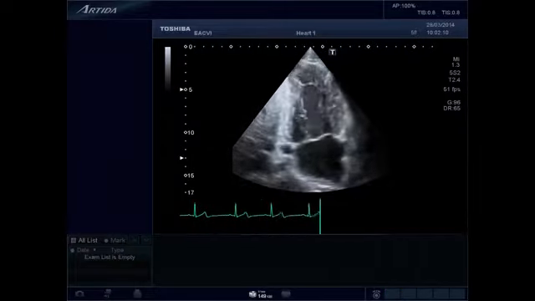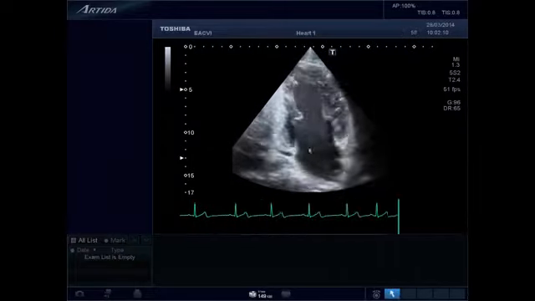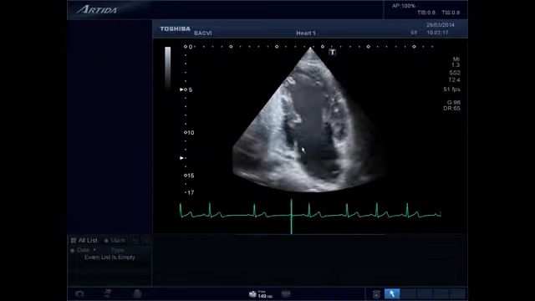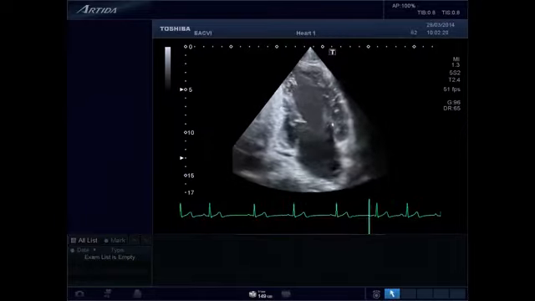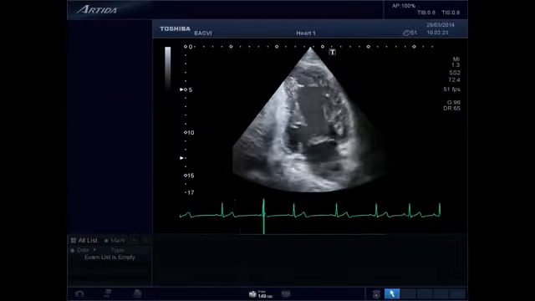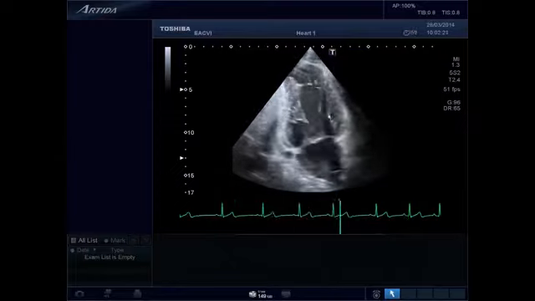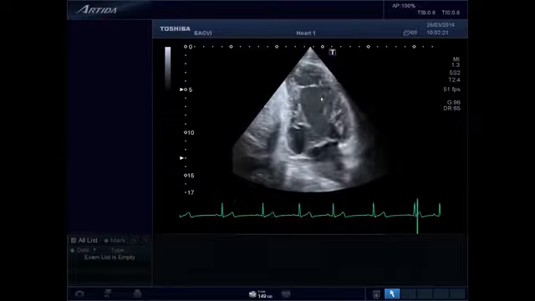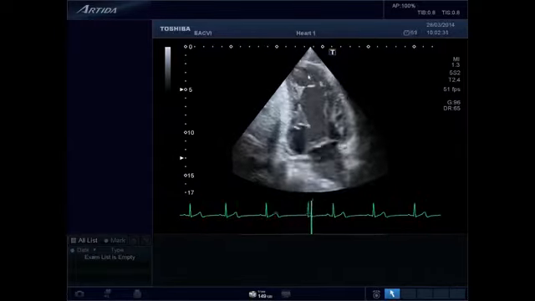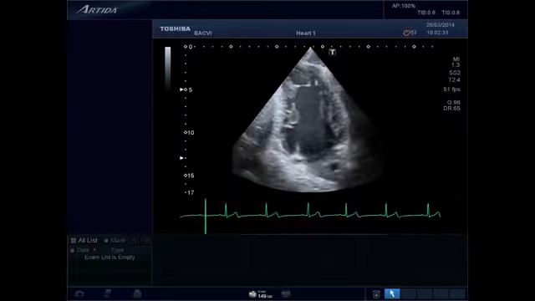So here I'm able to appreciate the left atrium. I can use that view in order to assess also the left atrial volume. I see the mitral valve, and you have to see the 2 papillary muscles in order to be sure to be in a 2-chamber view. You have the anterior wall of the left ventricle and the inferior wall of the left ventricle.